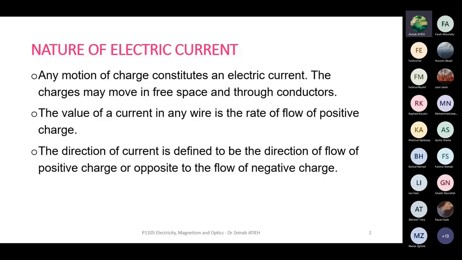Okay, so it depends where these charges are moving. They may be moving in free space, they may be moving in conductors, in liquids. It may be a motion of ions, not only electrons. Any charge in motion means we have a current.